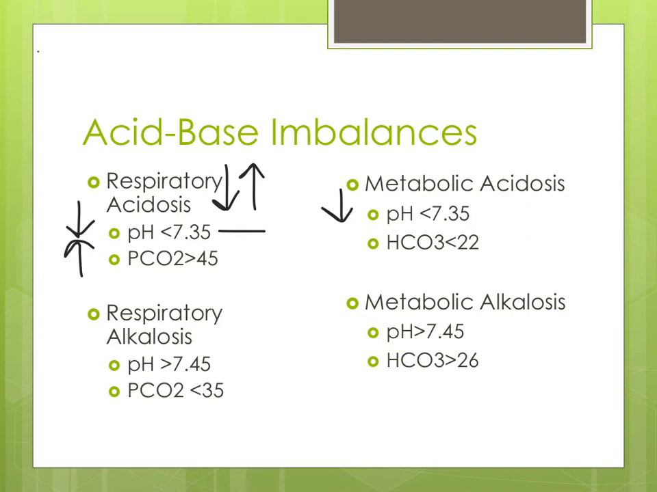But let's say that you looked at your pH and it was less than 7.35. You looked at your PCO2 and it was normal. It was within that 35 to 45 range. And you looked at your bicarb and it was less than 22. Well, then you have a primary disturbance of metabolic acidosis. In metabolic conditions, your arrows go in the same direction.